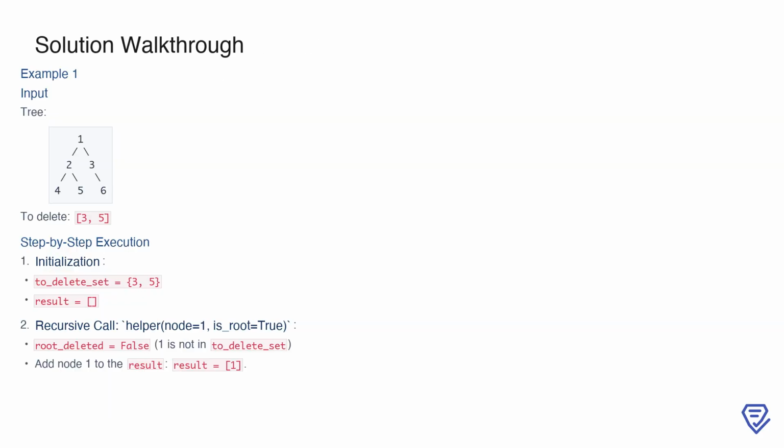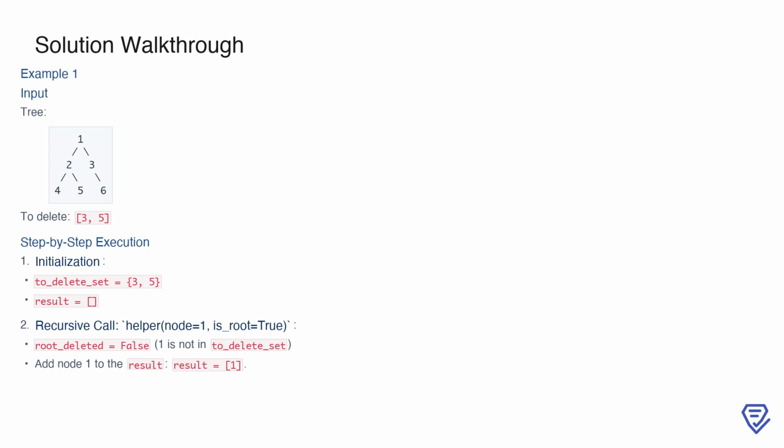In this example, we are given a binary tree with the root node 1. The tree structure is shown, and we need to delete nodes 3 and 5. To begin, we initialize two key variables, to_delete_set, which contains the nodes to delete, and result, which will store the roots of the resulting forest.